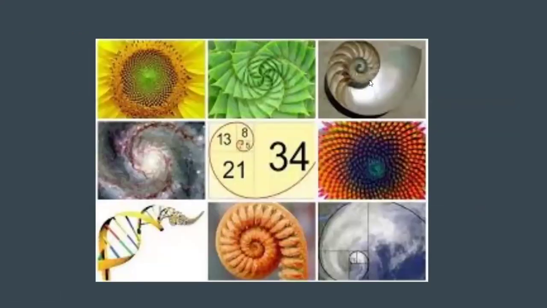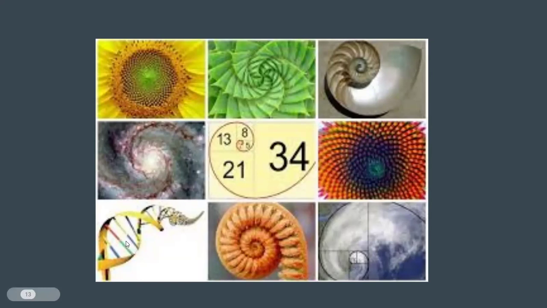Here's a low definition example of what I was talking about. In the top left you have the sunflower, and it's hard to see with this quality, but if you look at the seeds you can see the spirals. I'm not sure what the top middle one is, but it has the spiral. The top right one is a shell, and it wraps in. You can kind of see it in this galaxy, and then this flower over on the right.